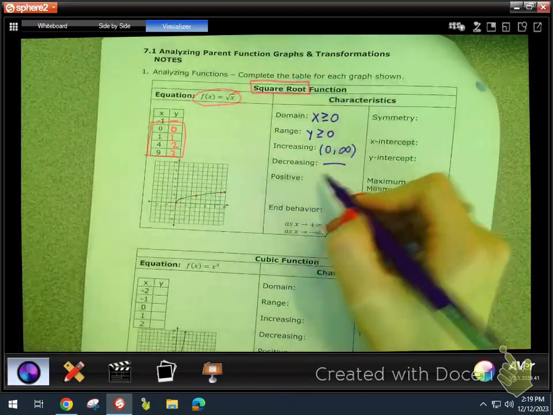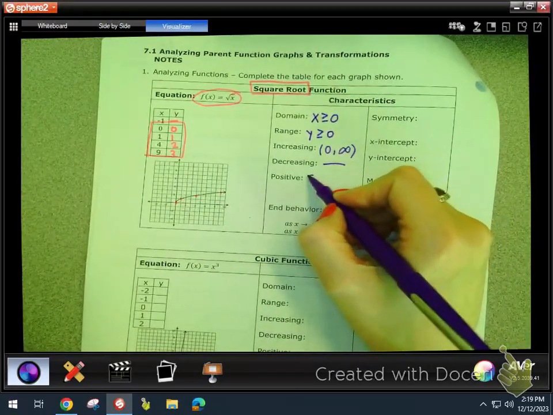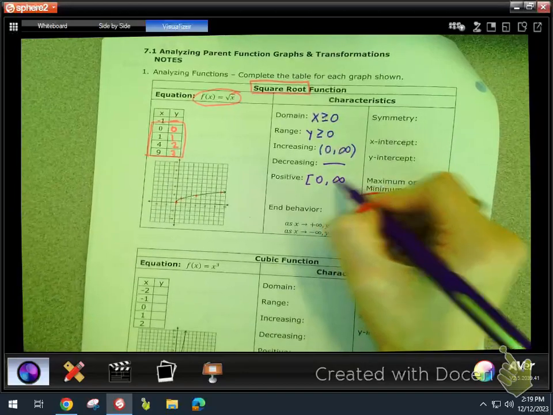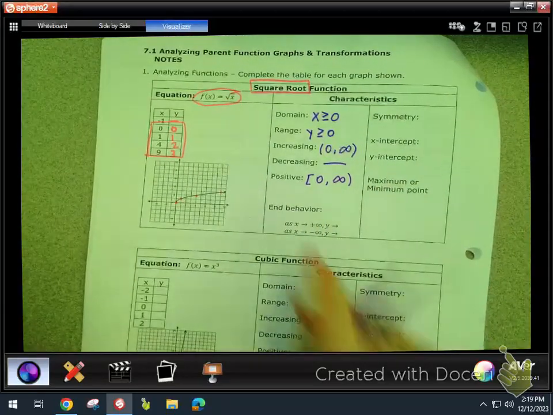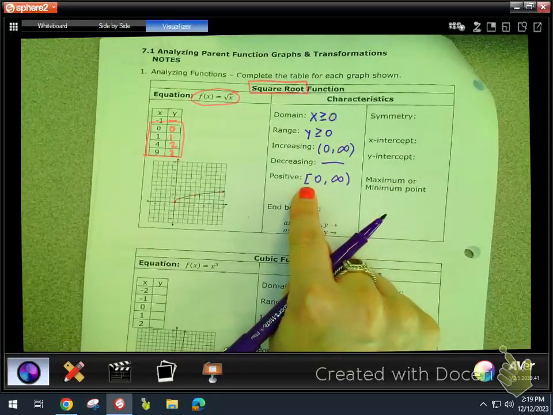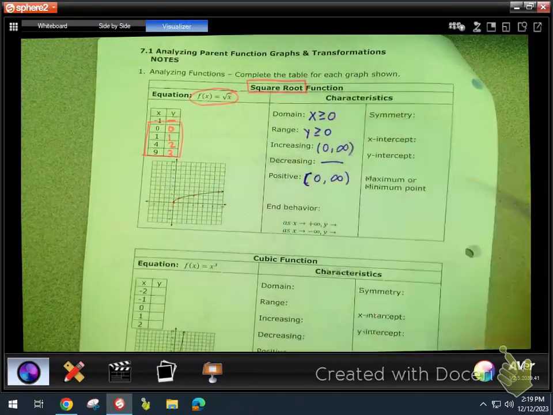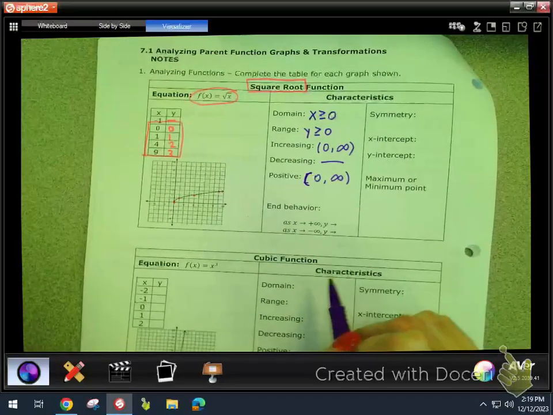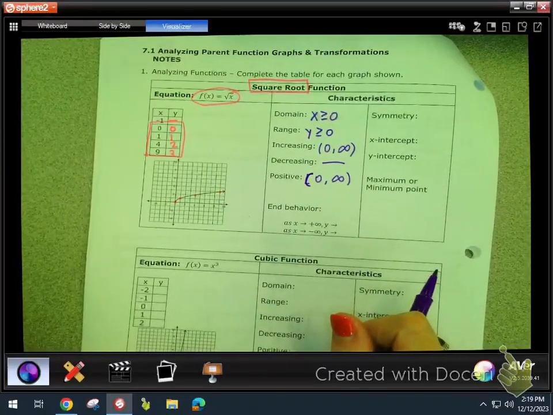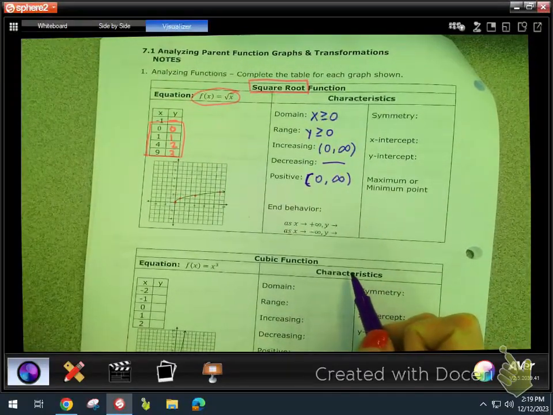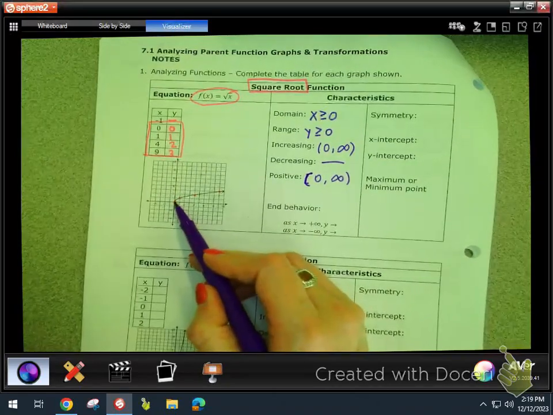It is positive on the same interval. It is positive from 0 to infinity. Now notice I boxed positive because at 0, oh wait, no, I shouldn't box that. I should use parentheses, because 0 isn't positive or negative. And so the graph is positive from 0 to infinity.